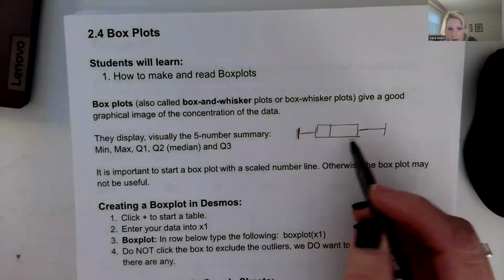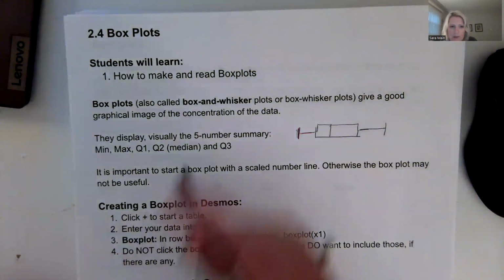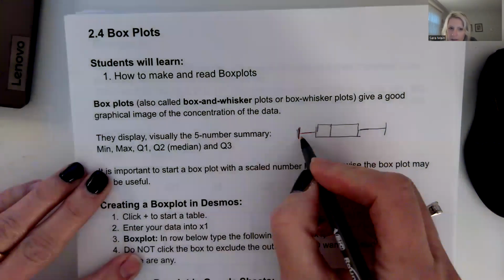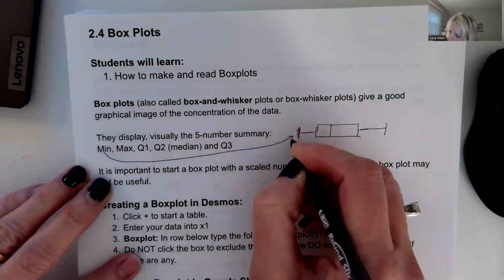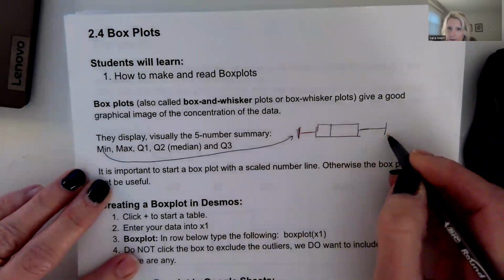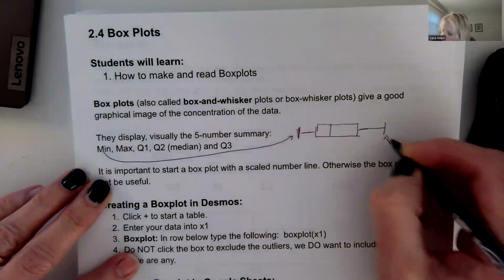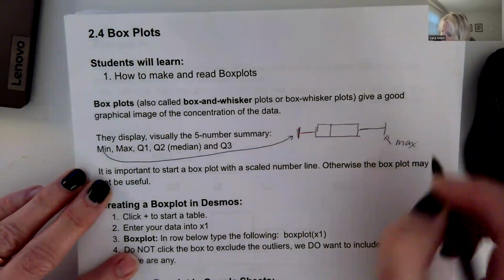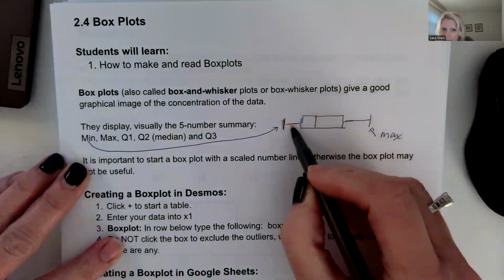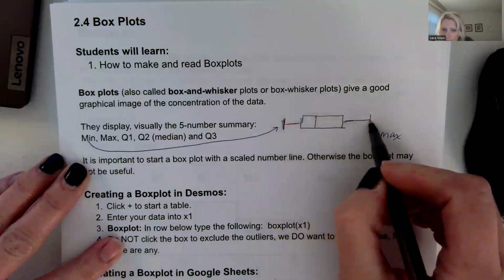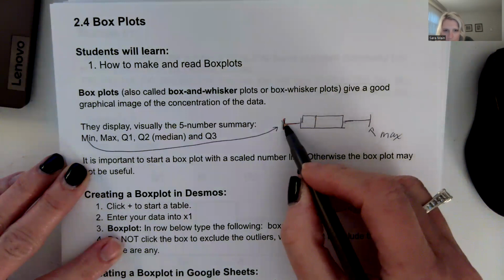This is an example of one. You're going to see some already printed in your notes here. But this far left edge always represents your minimum value of the data. And the far right edge always represents the maximum of the data. And then these lines are just showing you that there's possible data in between.